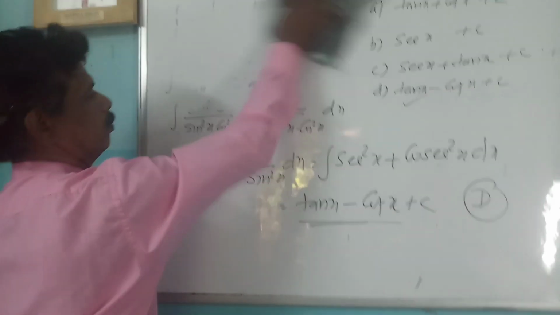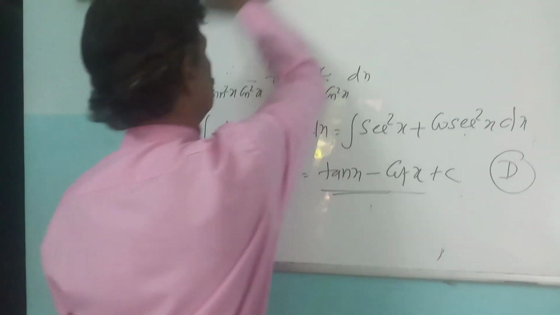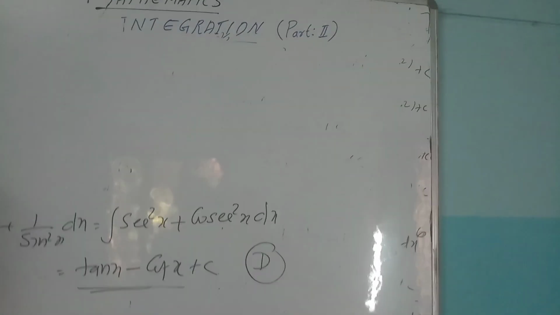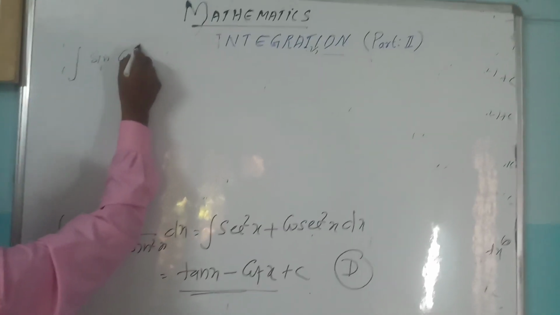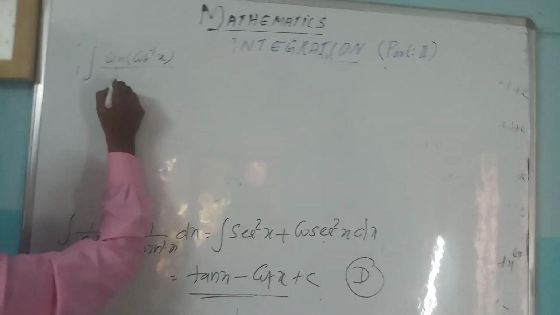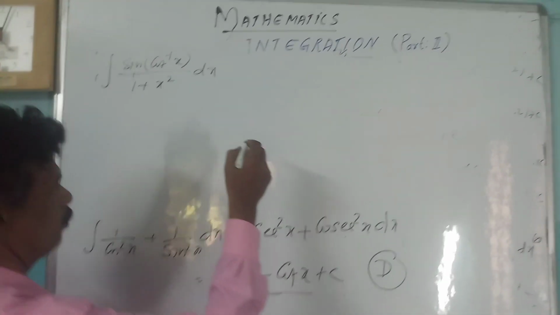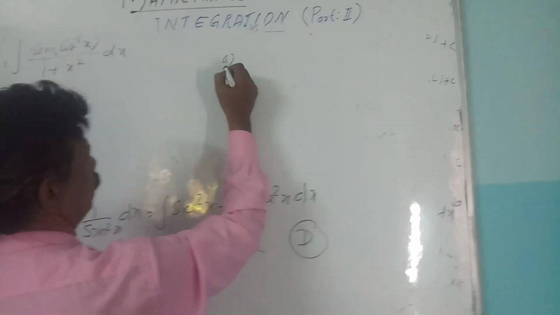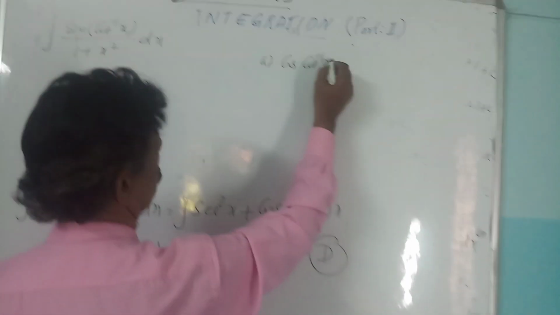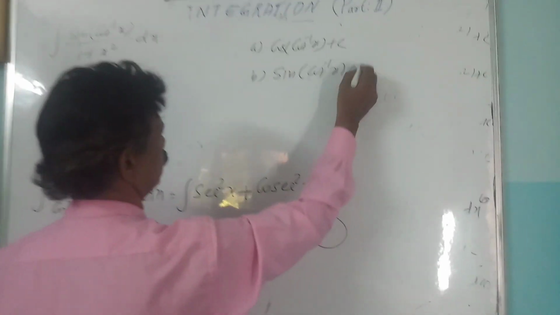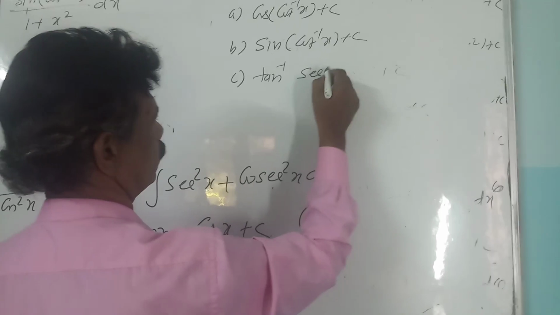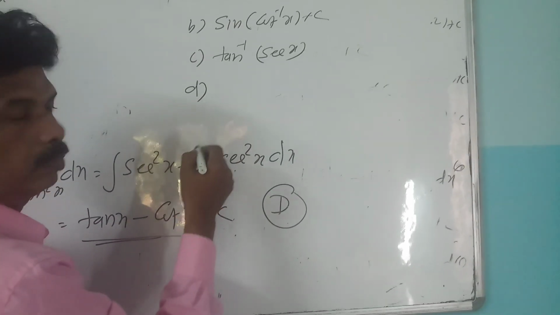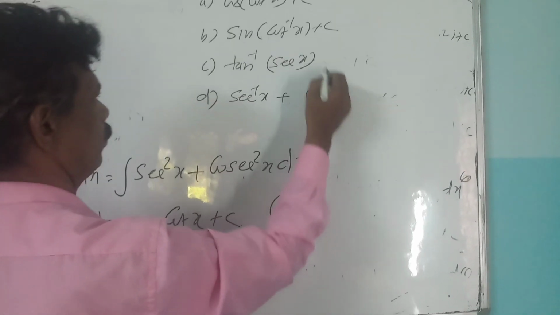Ready? Next question. Integral of sine of cot inverse x by 1 plus x square dx. Choice A: cos of cot inverse x plus C. B: sine of cot inverse x plus C. C: tan inverse sec x. D: sec inverse x plus C.